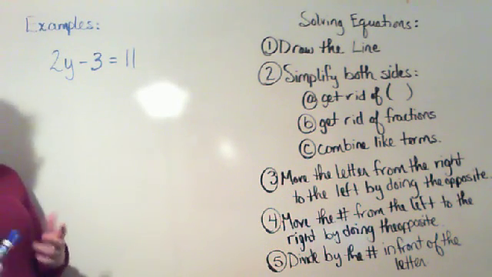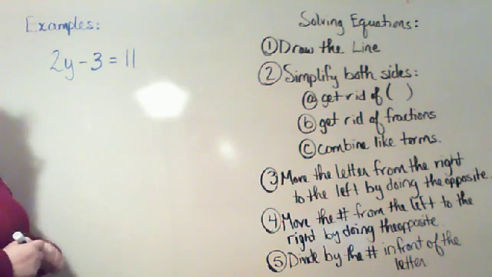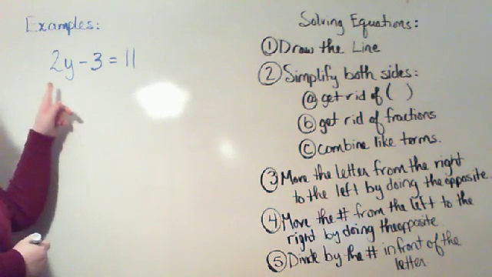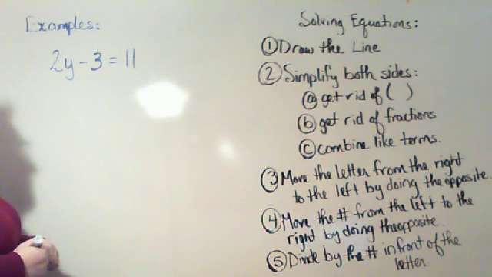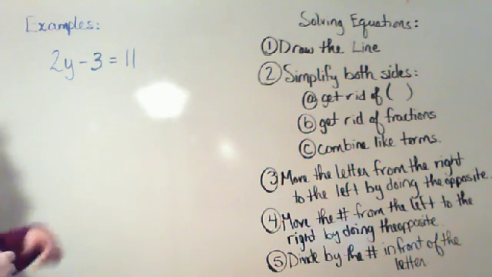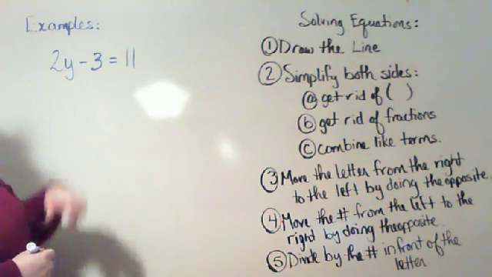Now that you are done writing down those steps, we're going to look at this problem first. This problem says 2y minus 3 is equal to 11. We want to know what y is. Your mom calls this finding the unknown integer. It's called solving equations. So we're solving this equation for y because we want to know what y is.